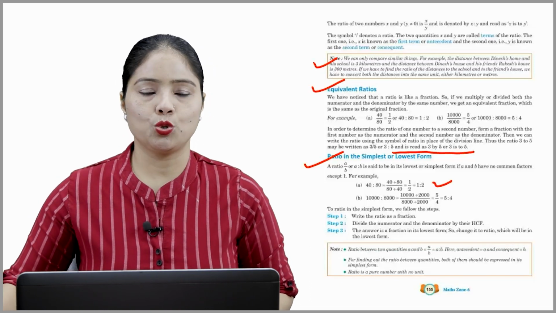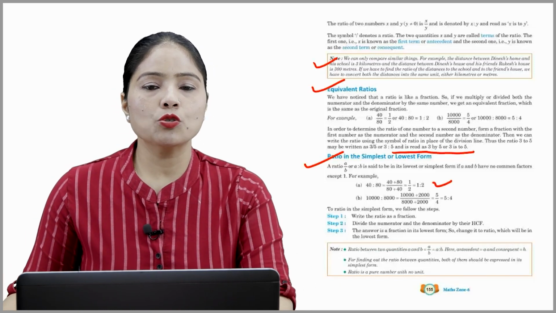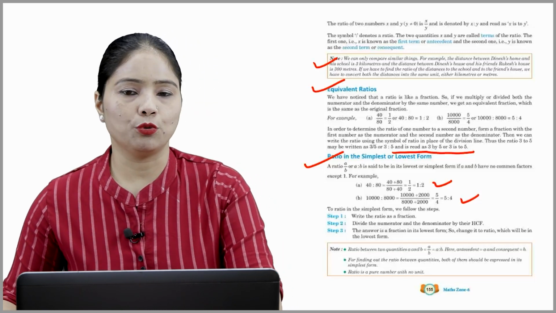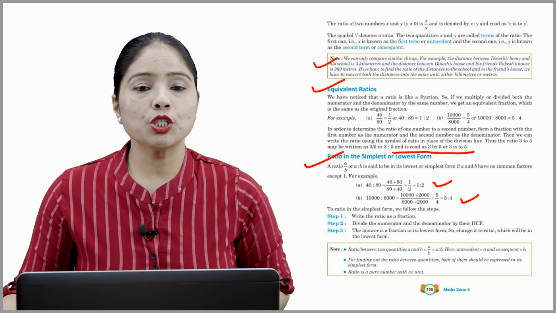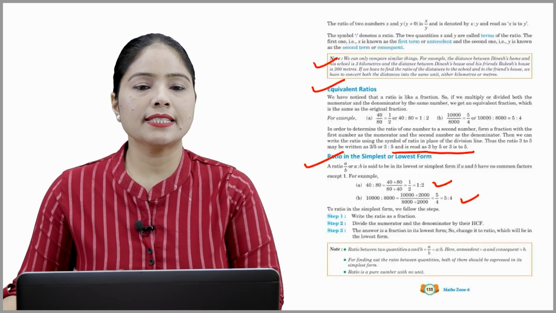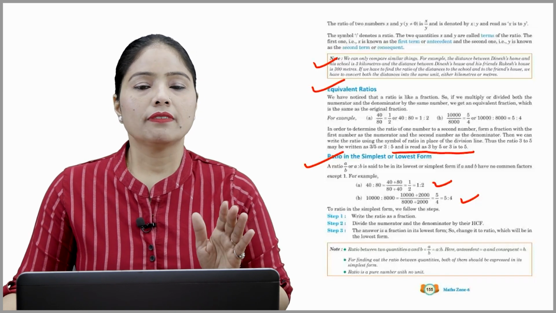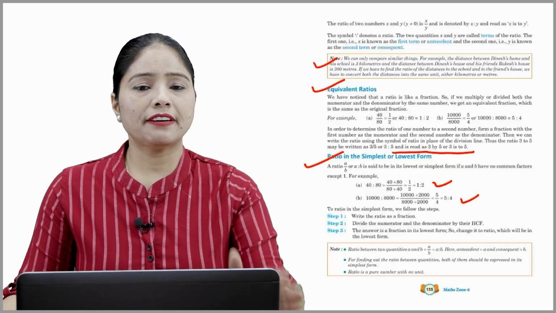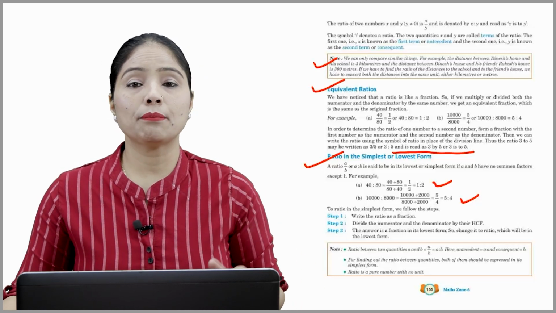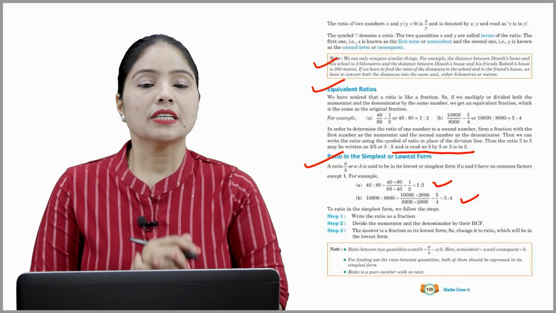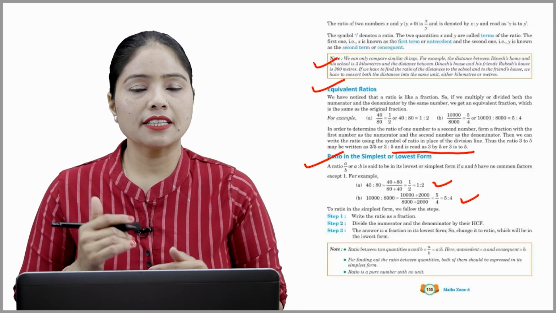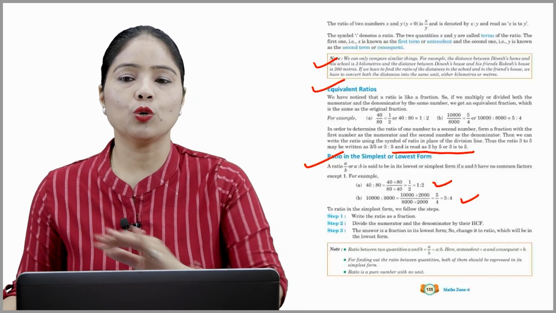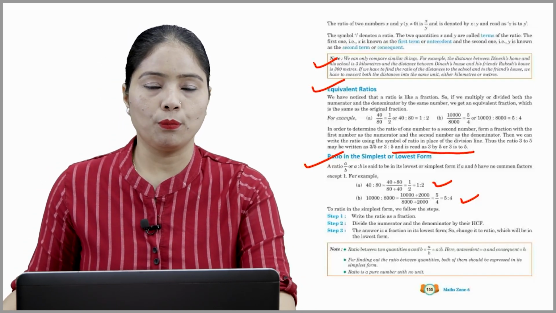Answer is 4:2. Similarly, 10,000 और 8,000 का हमारा ratio बनेगा divide करने के बाद 5/4, 5:4. To write a ratio in the simplest form we follow the steps. Step number 1, write the ratio as a fraction. Step number 2, divide the numerator and denominator by their HCF. Step number 3, the answer is a fraction in its lowest form, so change it to a ratio which will be the lowest form.